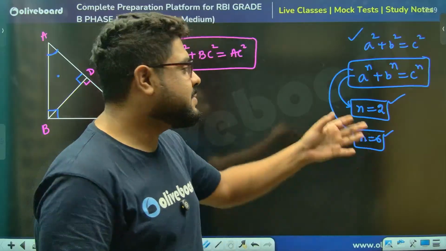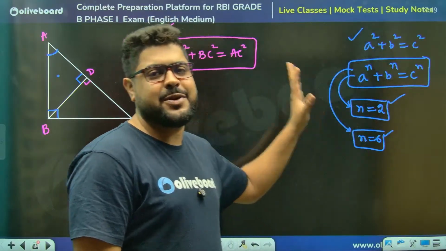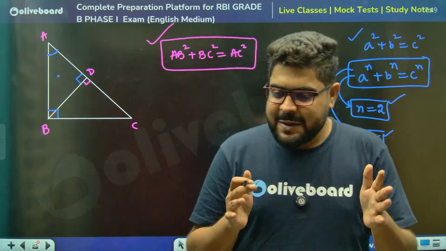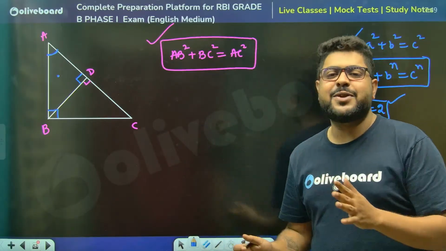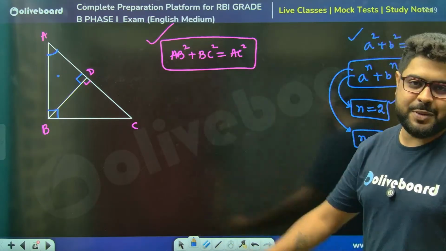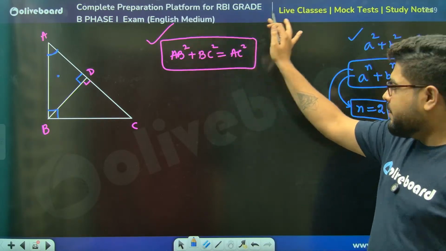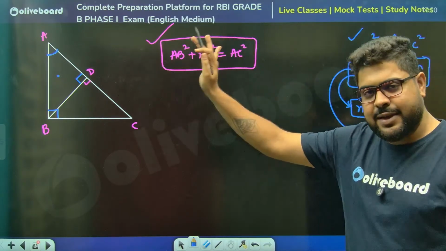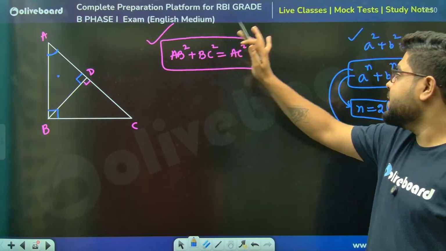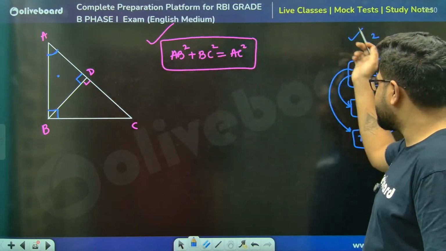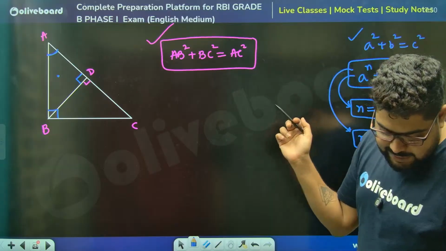Pythagoras's primary area was number system. It was never geometry. We have made Pythagoras synonymous with geometry. Yes, that is 100% true, and that was also done by Pythagoras only. It's not like someone else did it. But that was not the objective. The objective was to figure this out.